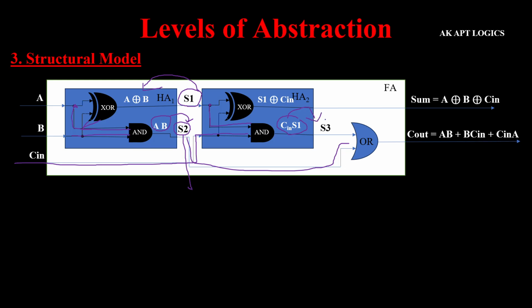Why? Because it is not our final expression, right? So I am going to treat it as S3, and this S3 is applied to the second input of the OR gate, whereas the first input to the OR gate is S2. From this we are going to get C out, that is AB plus B C in plus C in A. So let me prove that.